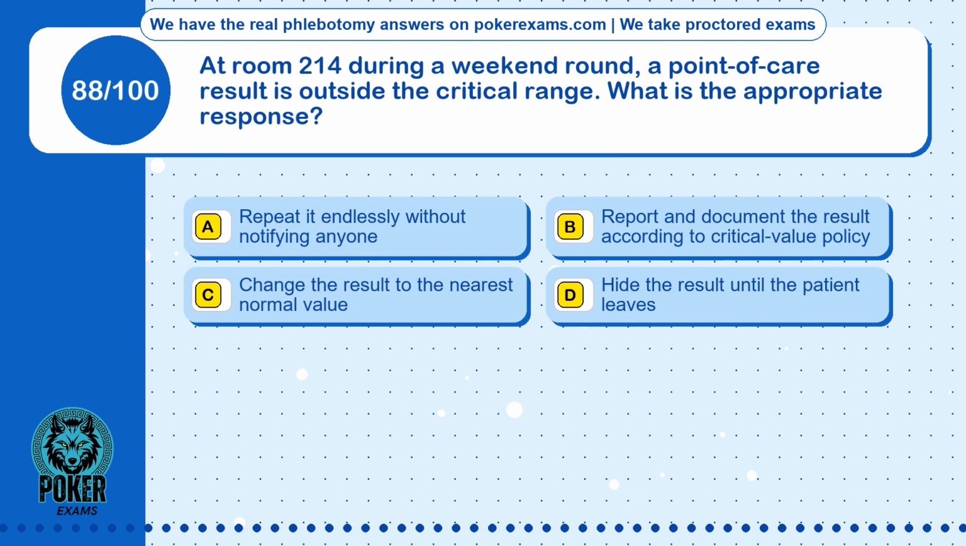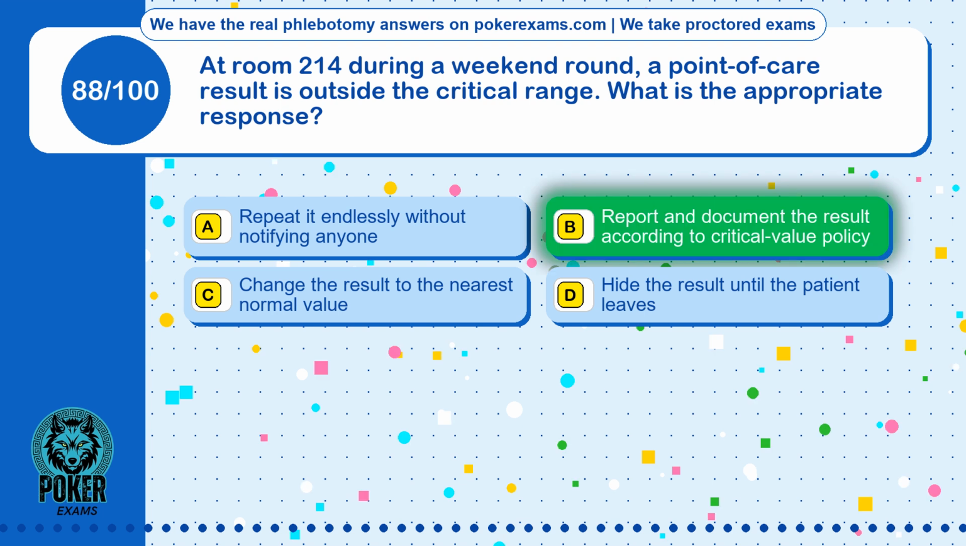Question 88. At room 214 during a weekend round, a point-of-care result is outside the critical range. What is the appropriate response? Option A. Repeat it endlessly without notifying anyone. Option B. Report and document the result according to critical value policy. Option C. Change the result to the nearest normal value. Option D. Hide the result until the patient leaves.